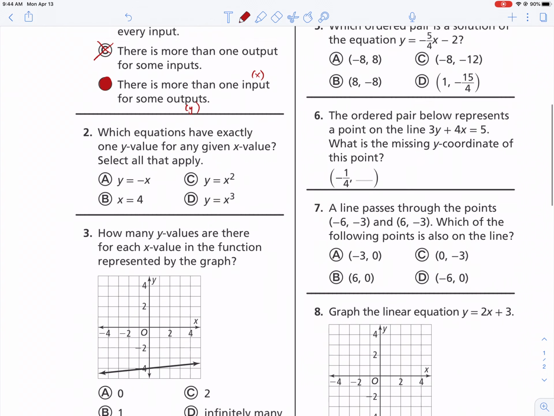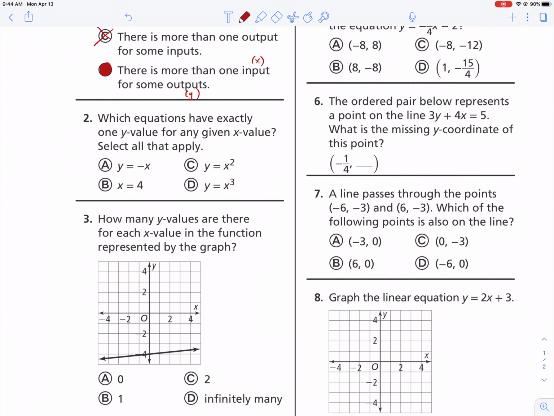So moving on to number 2, it says which equations have exactly one y value at any given x value. Select all that apply. So if I look at this first one, if I plug in any x value, it's going to give me just one value that comes out. So I'm going to select A starting off.